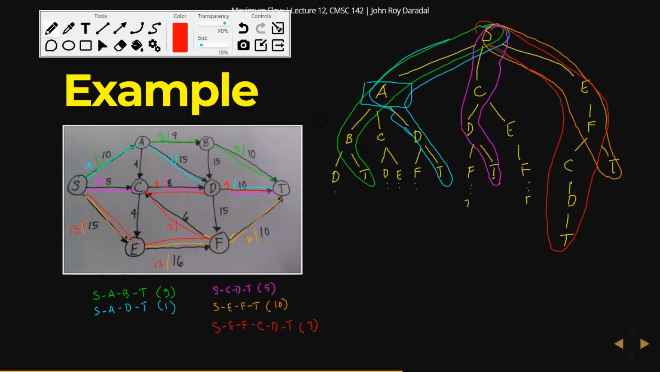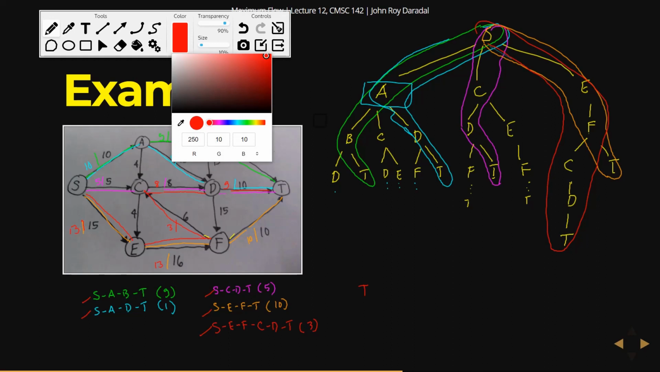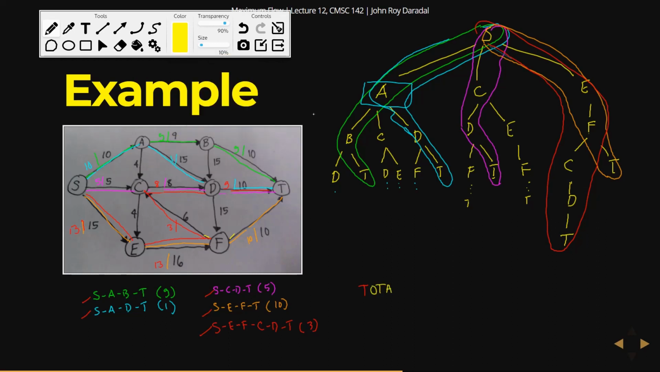Now, this is already the final set of augmenting paths, because even if you expand the rest, you can't find any more. So we have SABT, SADT, SCDT, SEFT, SEFCDT. So what is the total size of the flow? Total flow is equal to 10 plus 15, 25 plus 3, that's 28.